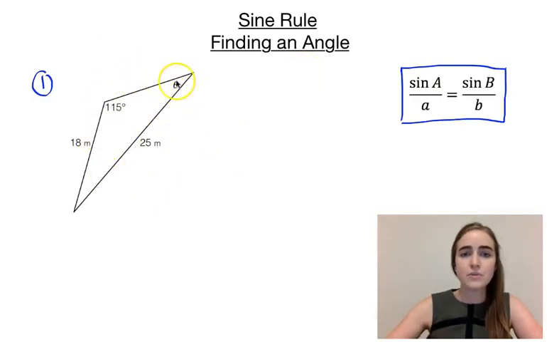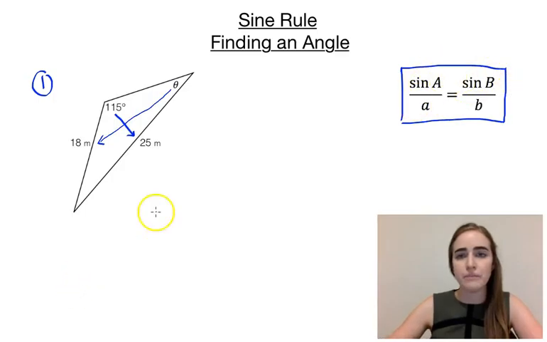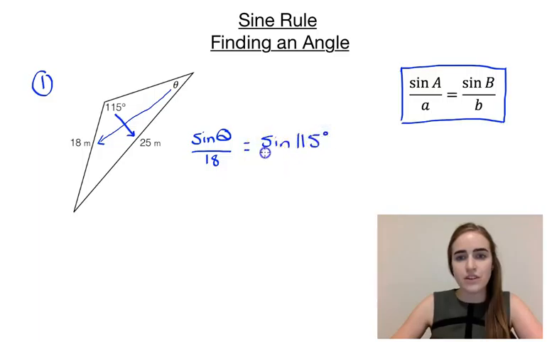So in our first example, we're finding this angle up here, this theta. So we'll start by matching them up. So our theta is opposite this 18 here, and our 115 is opposite our 25. So those numbers are going to be paired up in our formula. So our theta, we want where this A is, just to make it a little bit easier to solve. So we're going to have sine theta over the 18 is equal to sine of 115 degrees over 25.